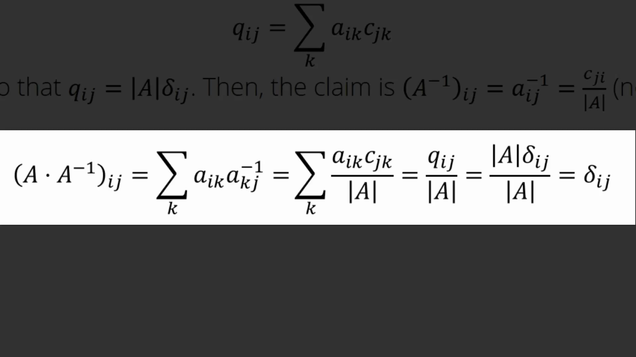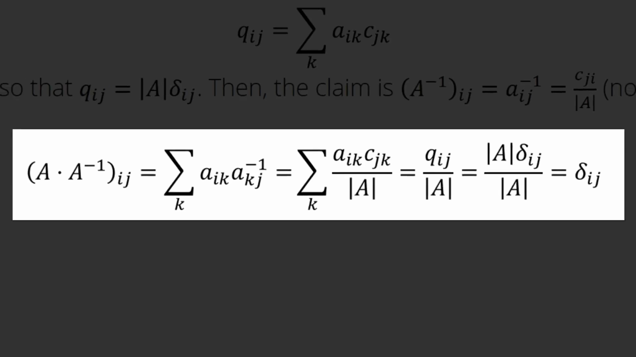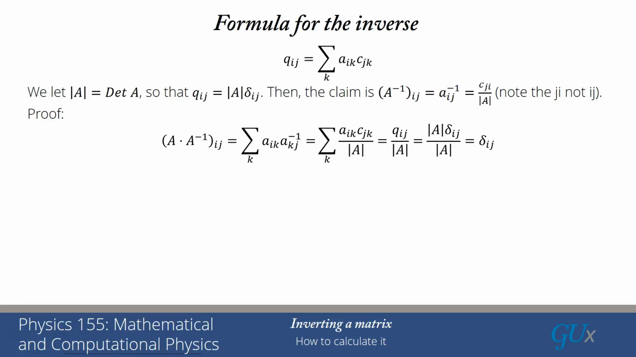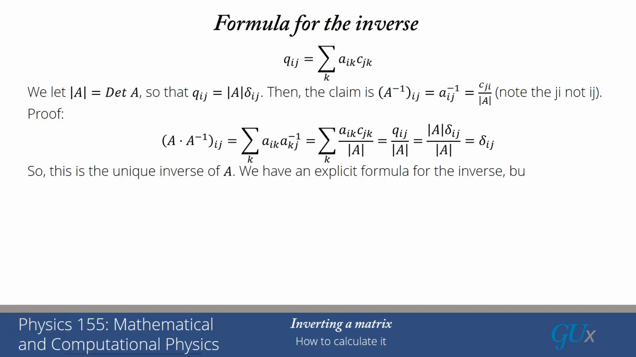And now look at that formula. The sum over k is just Qij. Well, I know Qij is equal to the determinant of A times delta ij. And now the determinant of A is going to cancel in the numerator and the denominator. I'm just left with delta ij. But that then says A times A inverse is equal to the identity. So indeed, we found the inverse matrix. And so we have this explicit formula for the inverse. Now, since we already showed that the inverse is unique, this is the unique formula for the inverse.